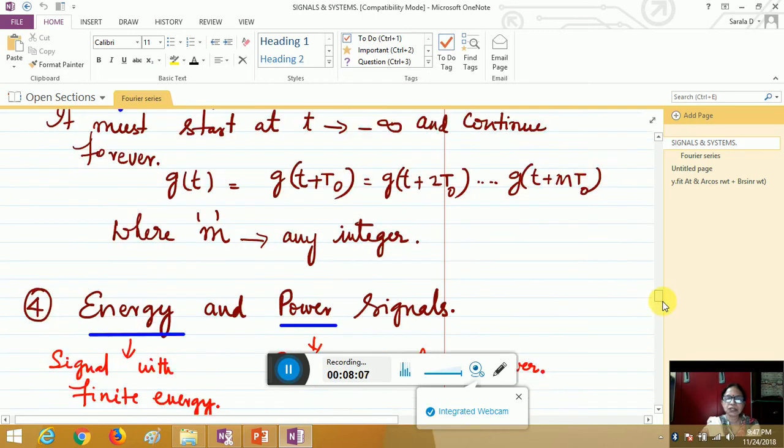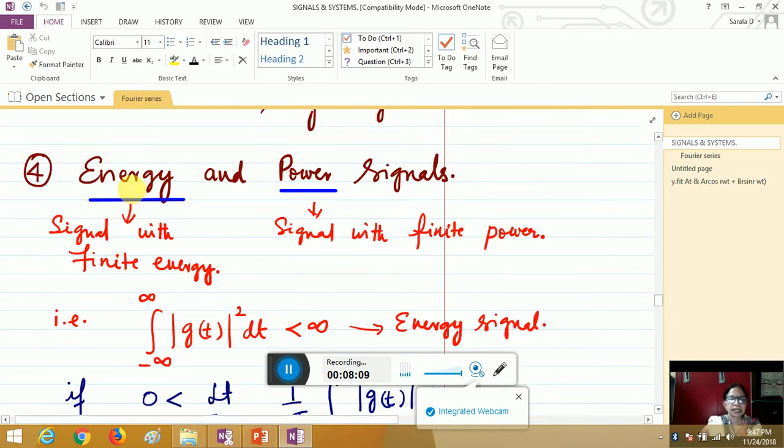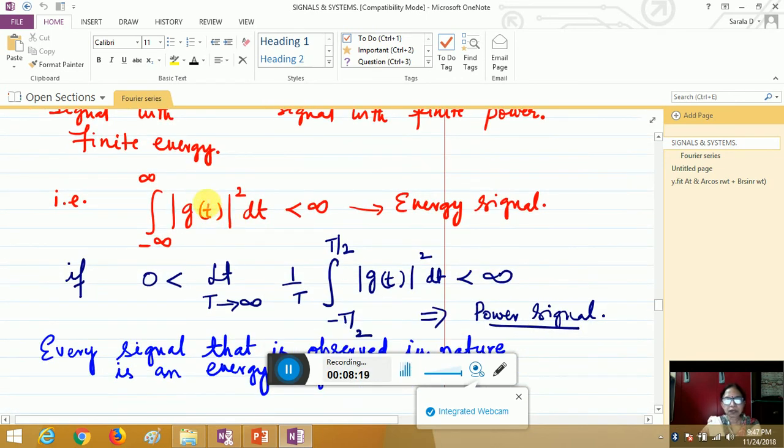Then we have energy and power signals. A signal with finite energy is an energy signal. A signal having finite power is a power signal. So when you write the modulus of g of t squared, and you integrate between the limits minus infinity to plus infinity, what we are calculating is the energy of this signal.